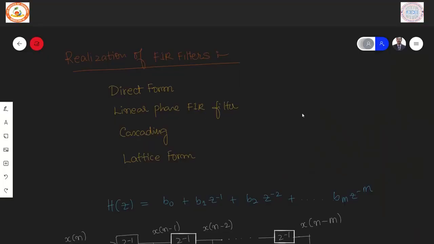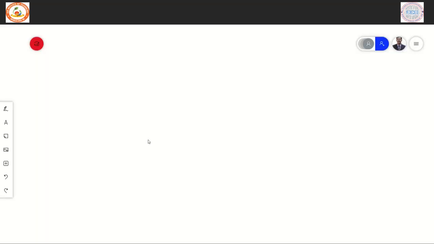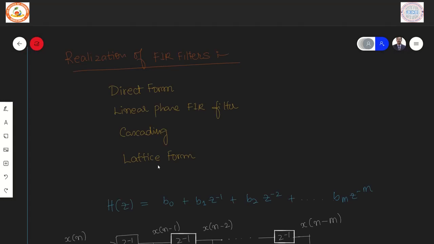Let us discuss the realization of FIR filters. There are different types of realizations for FIR. The first type is called direct form. The second type is linear phase FIR filter. Third is cascading, and fourth is lattice form.